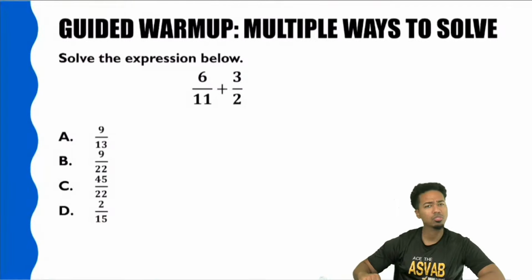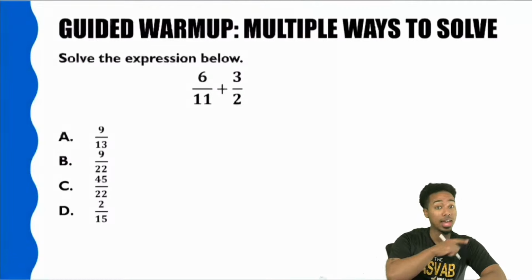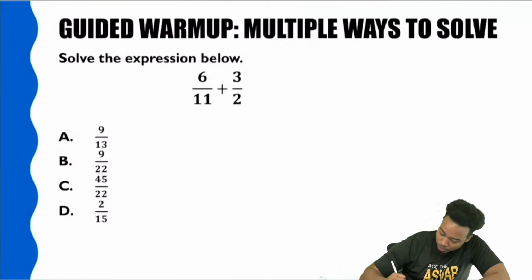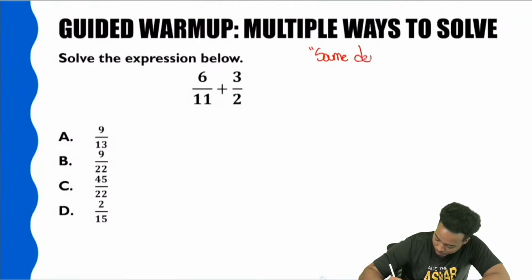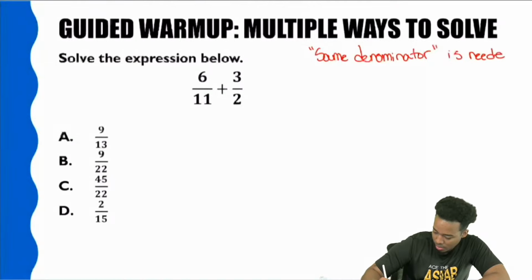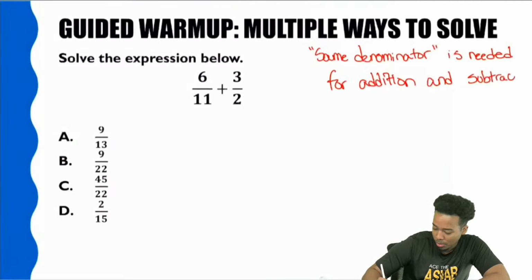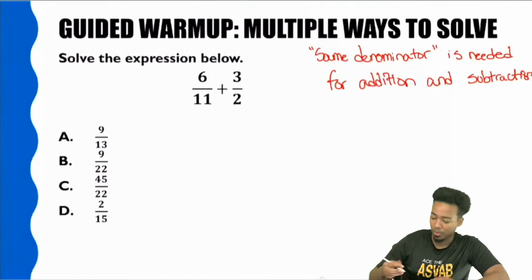So let's go ahead and again, just refresh and keep making that clear. Thank you for trying your best. That's a ton of participation there. I love that. So now let's learn from it. The same denominator is needed for addition and subtraction only. So same denominator is needed for addition and subtraction only. Make sure to write that down. Then say it to yourself once or twice.